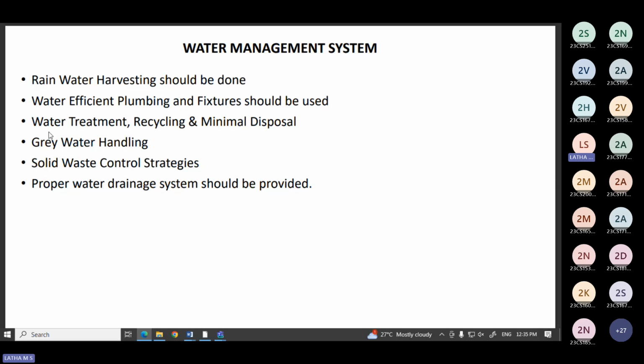Grey water handling is very difficult because we talk about hygiene there. So a proper water drainage system should be provided. So there are different water management systems available. Even then, I tell you students, it is not limited to civil engineering.